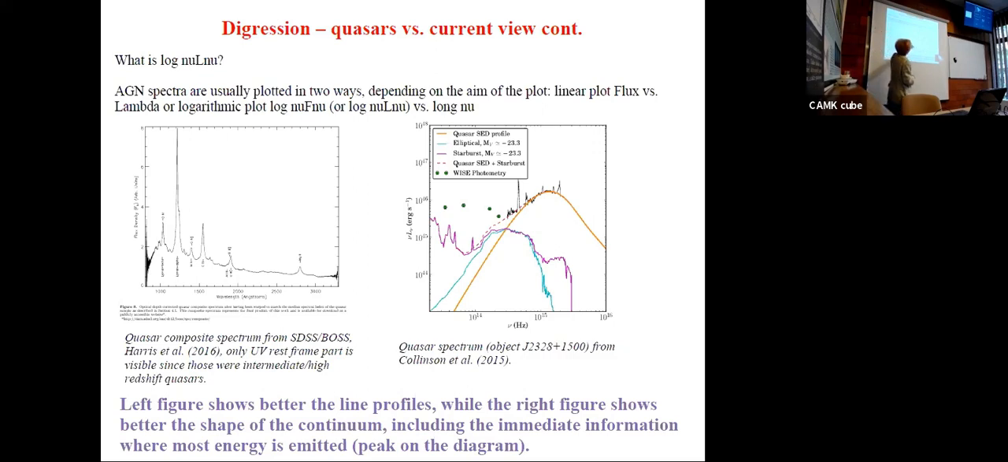So this is why this nu L nu plot is quite useful. It shows you where the energy peaks, and then in this case 45 would be somewhere here. So this source is of course a quasar, not a Seyfert galaxy.